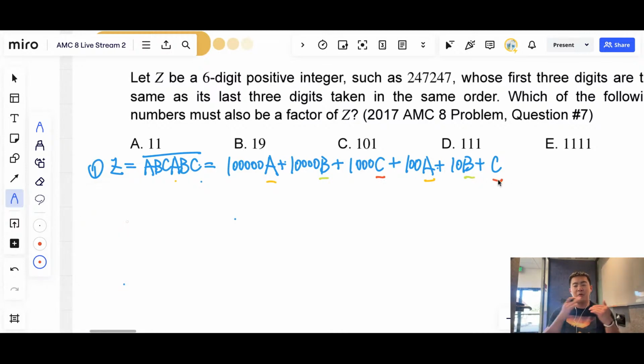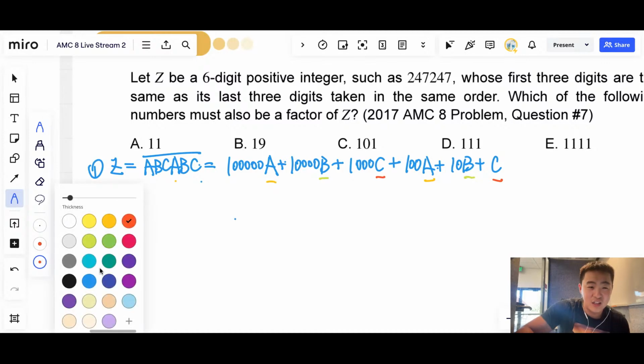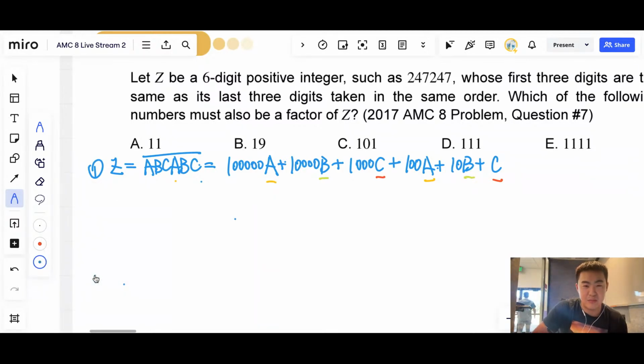Okay, so we have now paired up all the common factors. Let's apply the distributive law of multiplication. Okay, good. Let's do it step by step. I'll put an equal sign, and we should combine those terms with A inside. So it's 100,000A and 100A plus, how about B? It's 10,000B plus 10B. How about C? It's 1,000C plus another C, so in total it should be 1,001C.